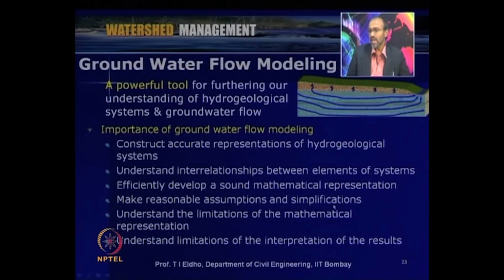Then, make reasonable assumptions and simplifications, whether 2-dimensional, 3-dimensional, or 1-dimensional modeling, transient or steady state modeling. Then understand the limitations of the mathematical representations. We have derived these equations and are going for numerical modeling based upon a number of assumptions, and those are our limitations. Then understand the limitations of the interpretations of the results. Since data availability and accuracy vary very much in groundwater flow investigations, getting 100% accuracy in groundwater flow modeling is an impossible task.